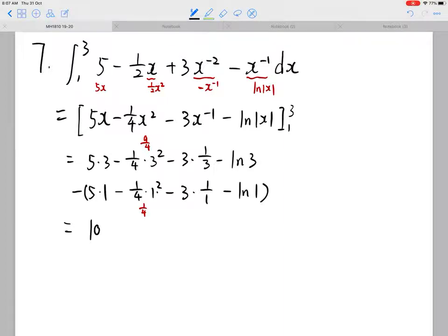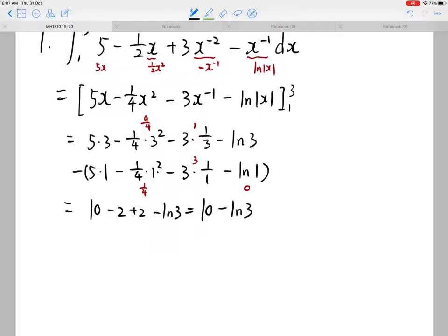This part is minus 1, minus 1 plus 3. So overall, it should be plus 2. And ln 1 is 0, so it's just minus ln 3. So it's 10 minus ln 3.